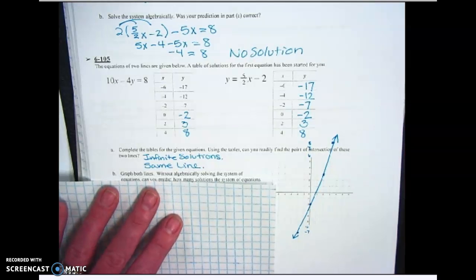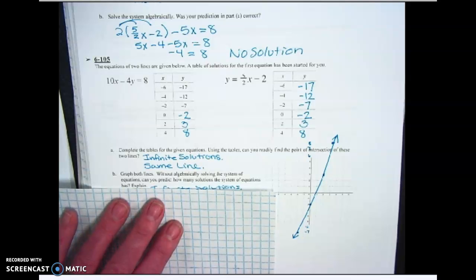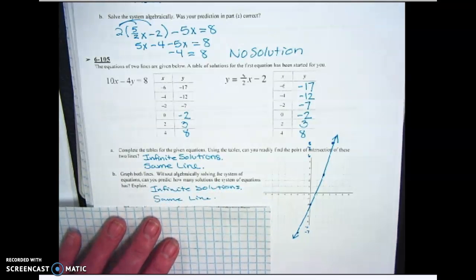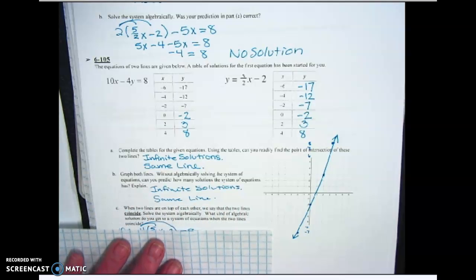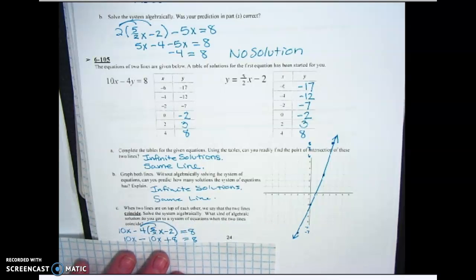Okay. Part B, graph both lines without algebraically solving the system of the equations. Can you predict how many solutions the system of equations has? We already said that. It has infinite solutions. It's the same line. And then it says when two lines are on top of each other, we say the lines coincide. Say that word, coincide. Coincide. Solve the systems algebraically. What kind of algebraic solution do you get from a system of equation when the two lines coincide?